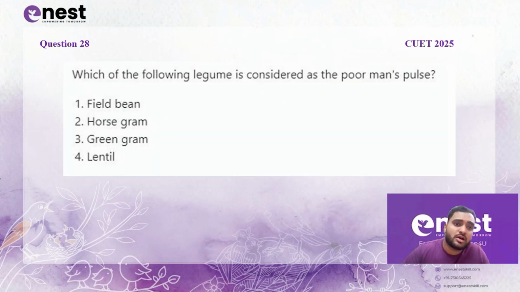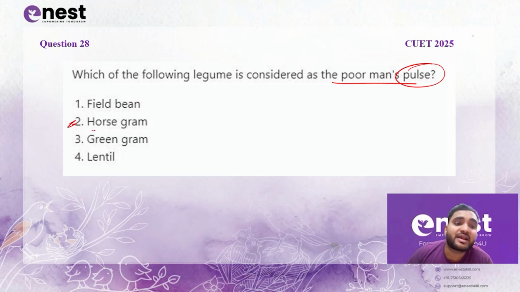Coming to the next question, which of the following legumes is considered as the poor man's pulse? Now we also get a similar question to that, which is known as poor man's meat. Pulses are known as poor man's meat, but which pulse is known as poor man's pulse? Answer, let's see the options: field bean, horse gram, green gram, and lentil.